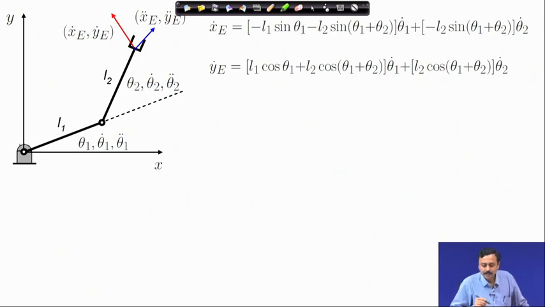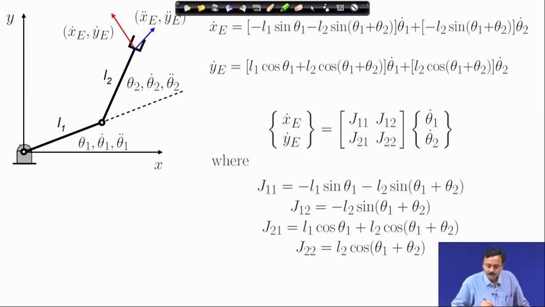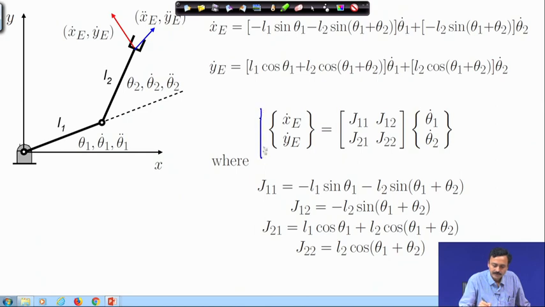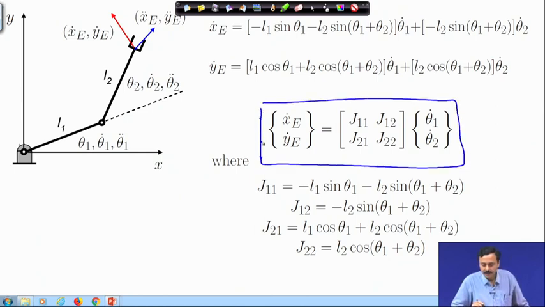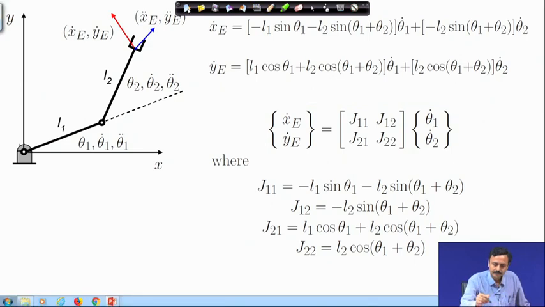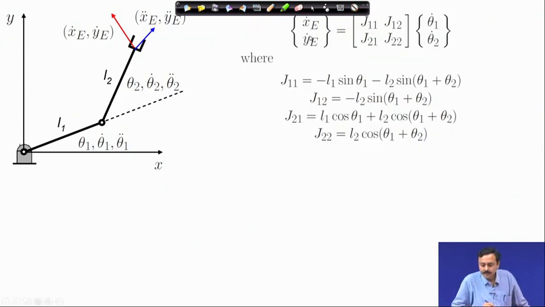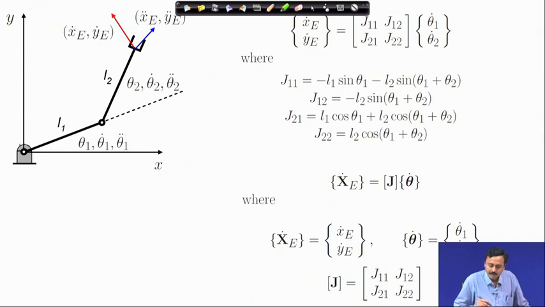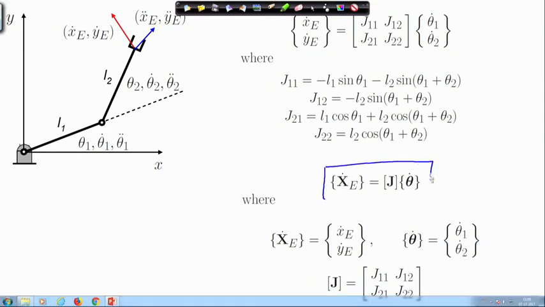So, here I have written out the velocity relations which we have already derived earlier. Now, if you assemble them in this form, we have the relation of the end effector velocity and the joint velocities through the Jacobian, which we have discussed. This can be written in a compact form as shown here, where x e dot is the end effector velocity vector, and this theta dot is the joint velocity vector.